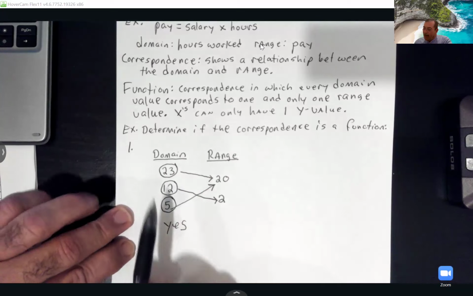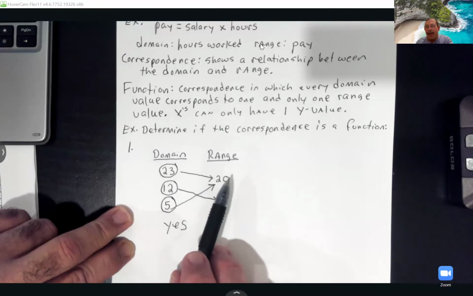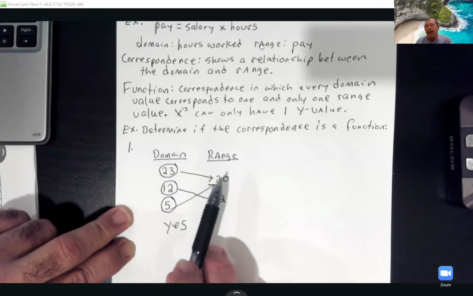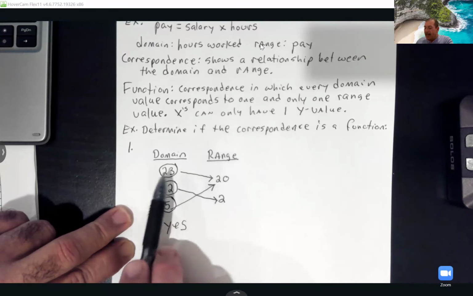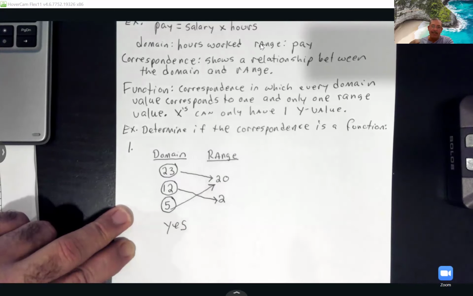Now remember, we didn't say that the x's couldn't share a range value. Our only rule was that the x's could only point to one range value, okay?